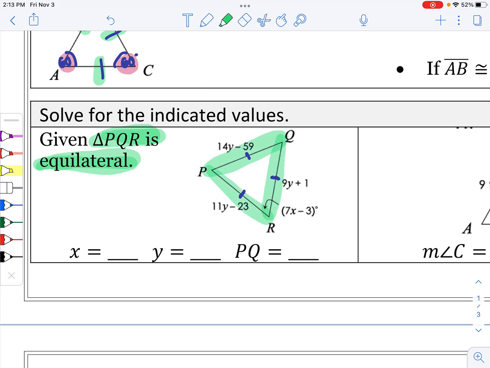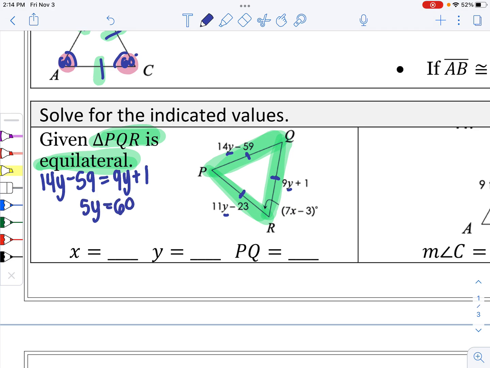And so the difference between this problem and the base problem that we did before is all 3 of these are the same length. So when I'm looking to solve for y, all of these have a y in it. So earlier I had to set the 2 legs congruent. I can set any of these congruent because all 3 of these are the same length. So I'm just going to pick 2 of them, 14y minus 59, and 9y plus 1.